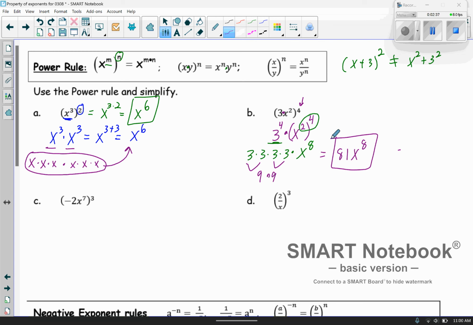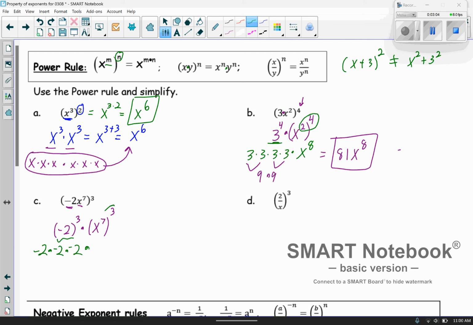Okay, C is not much different. We do have a negative base in here, negative 2, and we have x to the power of 7. So we're going to distribute that power to both of these. So we're going to have negative 2 to the power of 3 times x to the power of 7, also raised to a power of 3. So the negative 2 to the power of 3, we're going to multiply that negative 2 3 times. So negative 2 times negative 2 times negative 2.